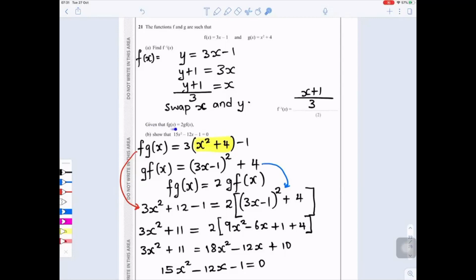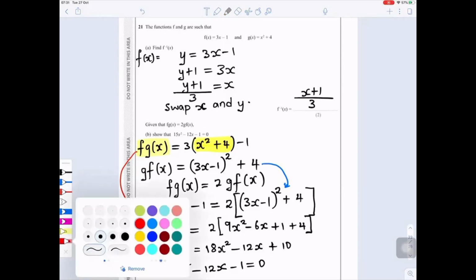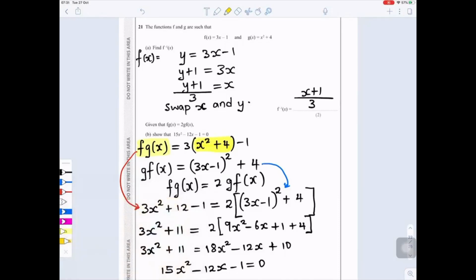Given that fg of x is equal to 2 gf of x, show that 15x squared minus 12x minus 1 equals 0. This is part B. We need to get fg of x first, and I'll highlight fg of x in yellow. So we need to find fg of x. After that, we need to find gf of x.